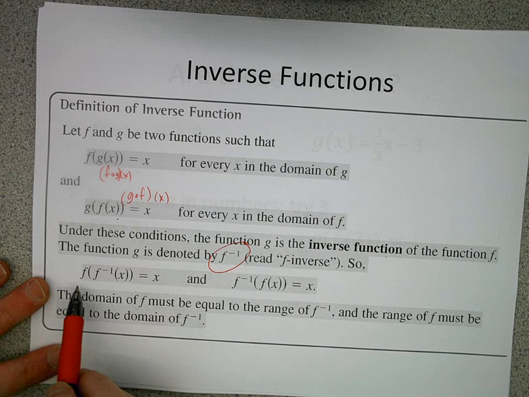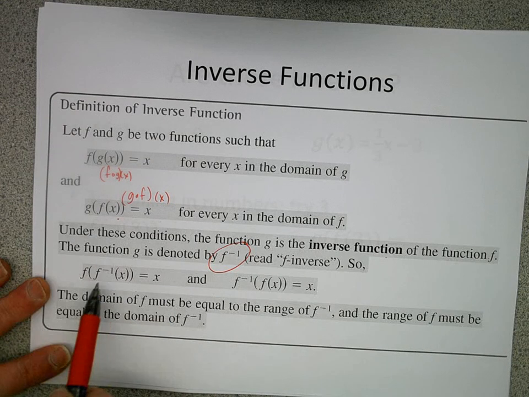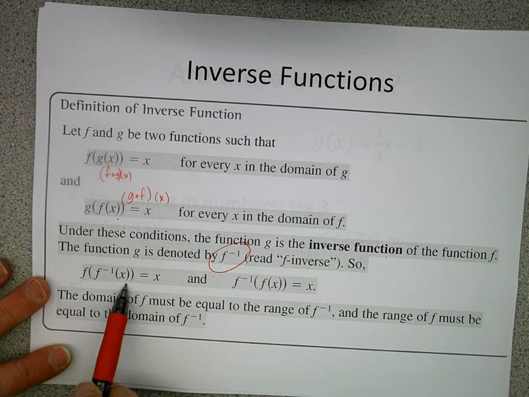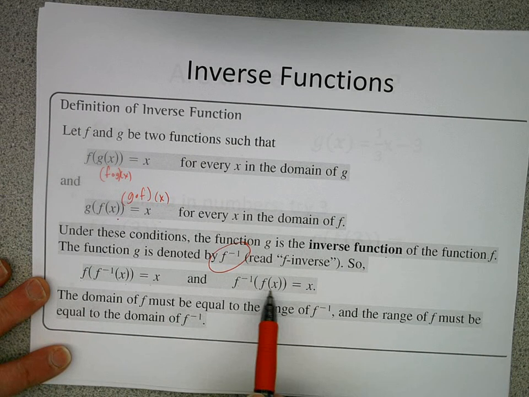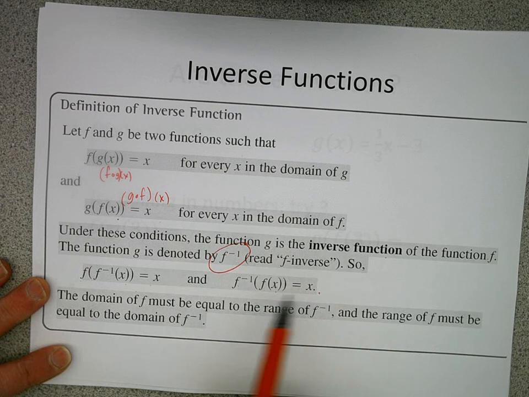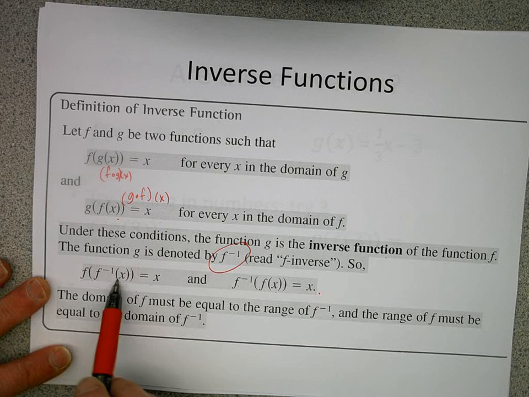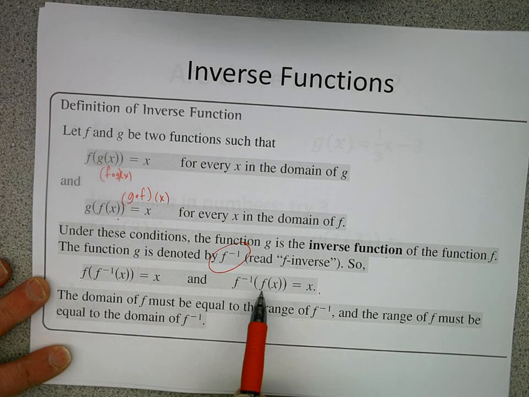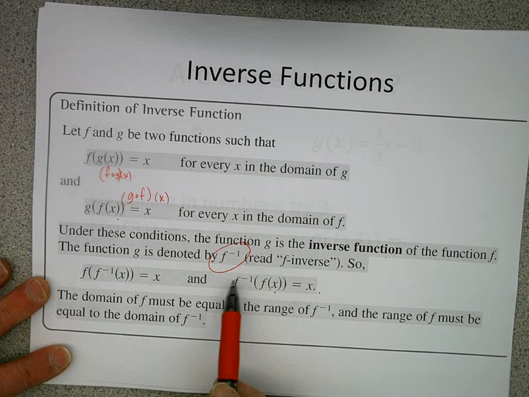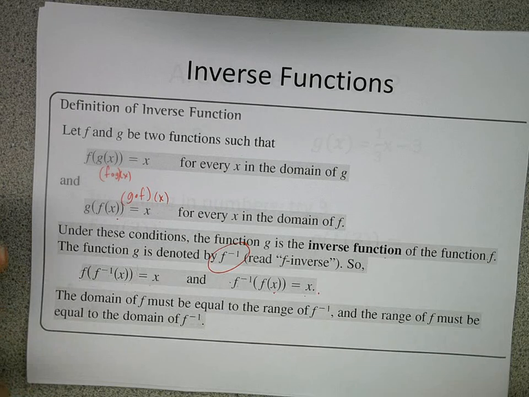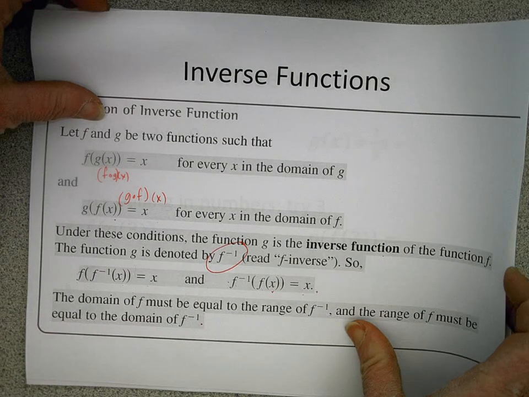Okay, so instead of saying f of g and g of f, we can say f of the inverse of f equals x, and the inverse of f of x equals x. So every time we know it's an inverse, we should be able to plug it into the original equation and get x, or we should put the original equation into the inverse and undo it. So let's see what I mean by all that.